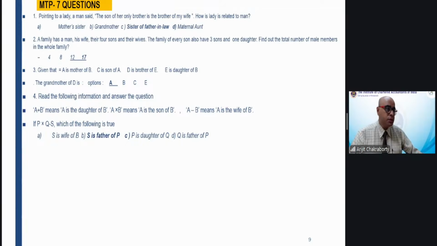So if we look at the options, we can get the final relation. P is the son of Q and S. P is obviously the son, so male, and Q is the mother and S is the father. So option number 2, option B is the right answer. S is the father of P.